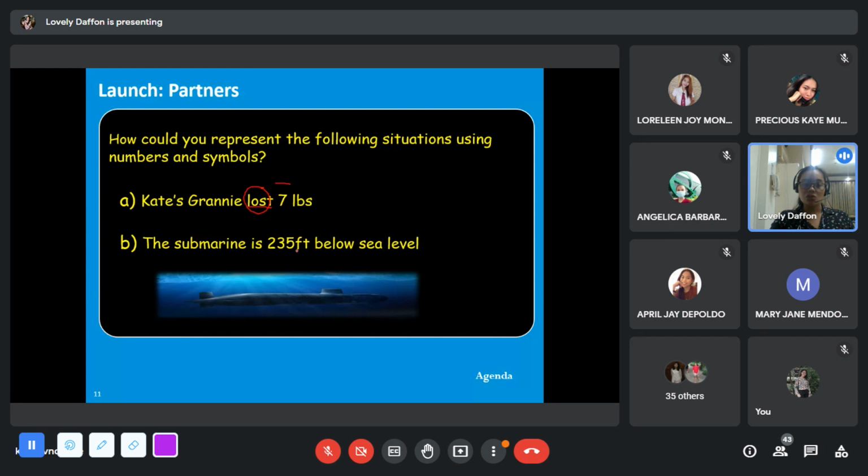The submarine is 235 feet below sea level. Then we have below. So therefore, this same, that should be negative. So this will become negative 7, and we also have negative 235.